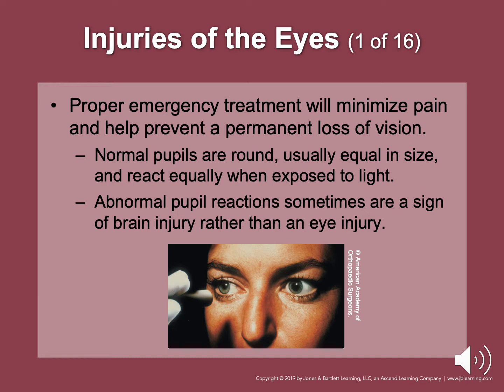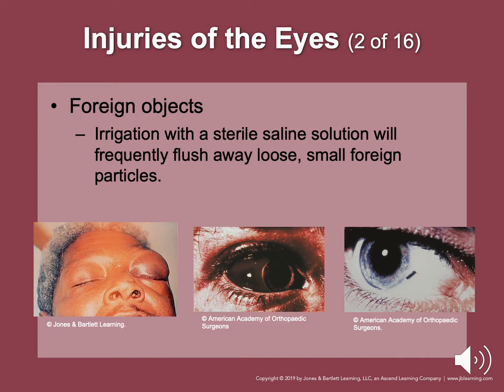Following the object, the conjunctiva becomes inflamed and red, conjunctivitis, and the eye begins to produce tears in an attempt to flush out the object. Irritation of the cornea or conjunctiva causes intense pain and is aggravated by bright light, so the patient may have difficulty keeping the eyelids open.